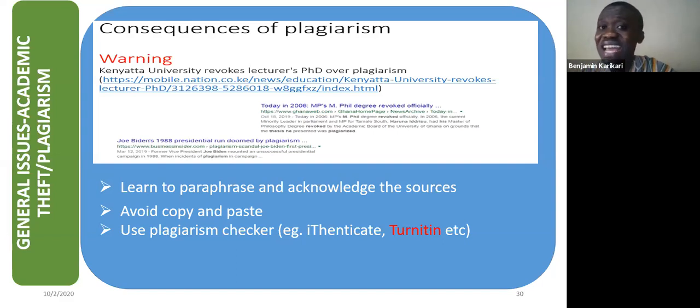I said earlier that there's nothing new under this sun, but your ability to play around, your ability to do your own things in your own way will help you overcome some of these things. So learn to paraphrase and acknowledge sources. Avoid copy and paste. Use plagiarism checker.